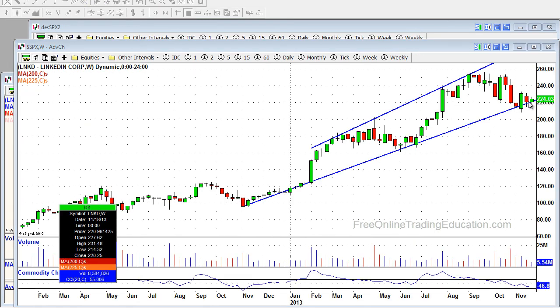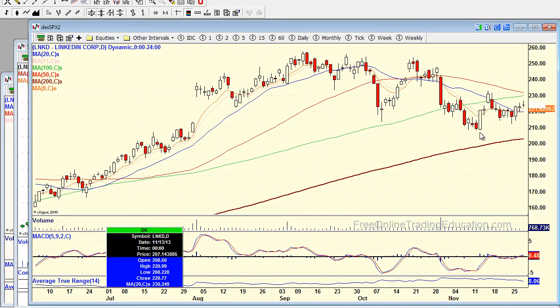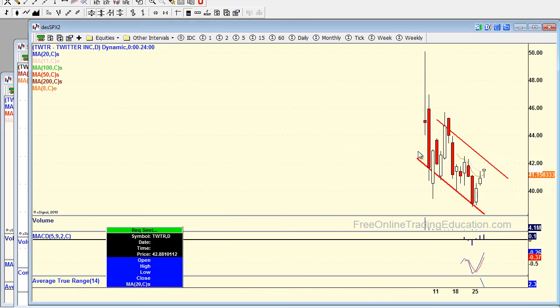LinkedIn, same thing, at a major support level on the weekly chart. On the daily chart, we have a higher swing high. Watch for upside potential. Twitter here. You know what? Just stay away from that for the time being. It's not looking that great.